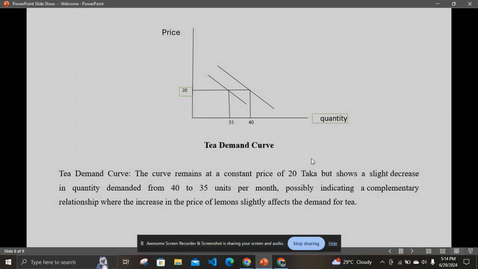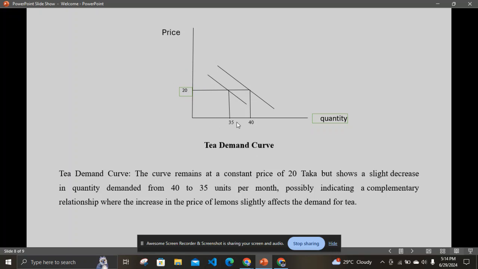This is the tea demand curve. In the tea demand curve, we see the price level remains the same, 20 taka, but the consumption level is different. The consumption is decreased here. In the first quarter, it is 40 units per month, but in the second quarter, it is 35 units per month. So we can see the curve remains at the constant price of 20 taka. The price is constant here, but shows a slight decrease in quantity demanded from 40 to 35 units per month.